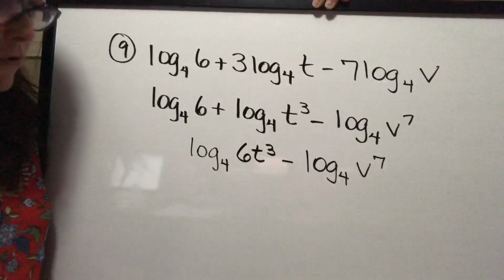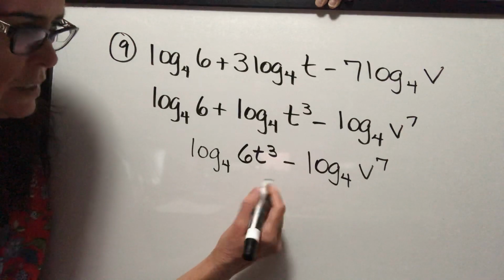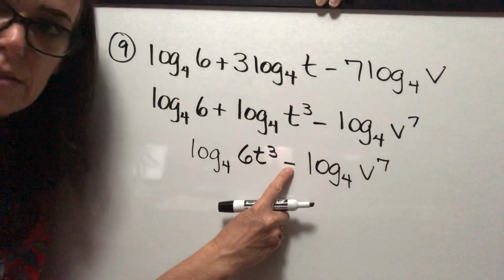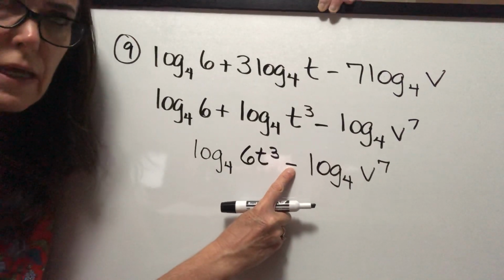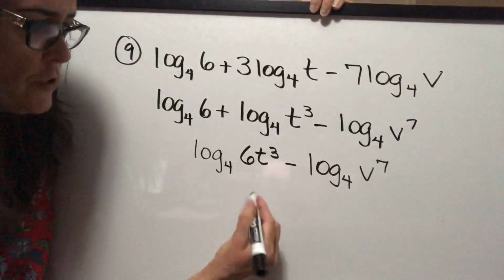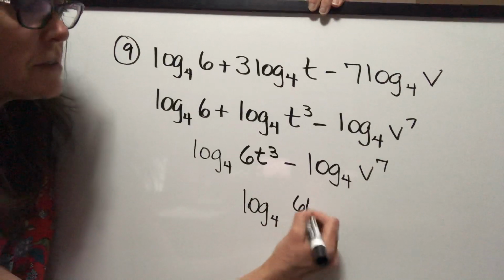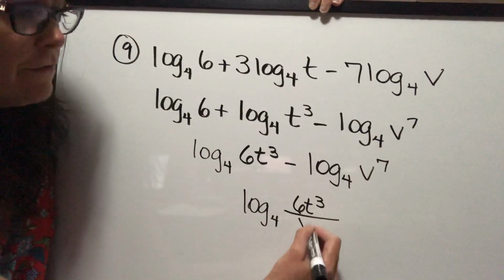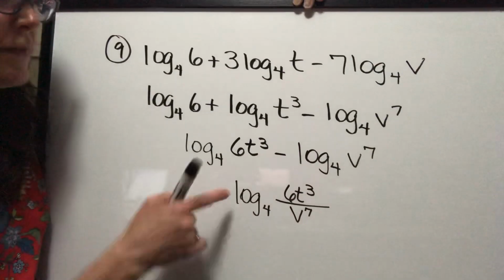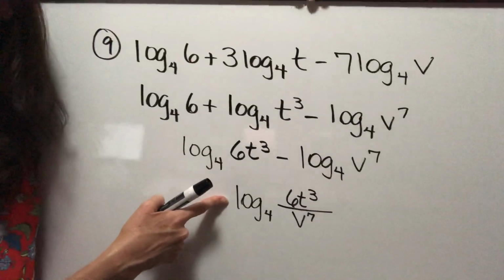So I have to do one more thing, and that would be to look at the subtraction sign, and this is the quotient property of logs, and that means you divide the numbers. So you're going to write it as a single log, still with a base of 4, but it will be 6t cubed over v to the 7th power. And then this would be your final answer for number 9.